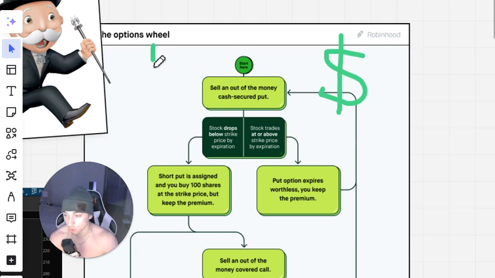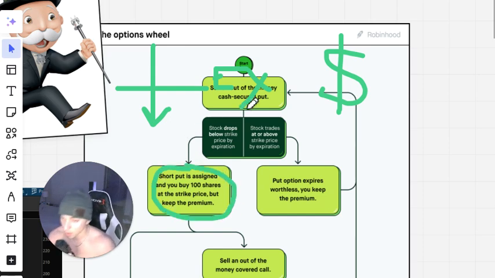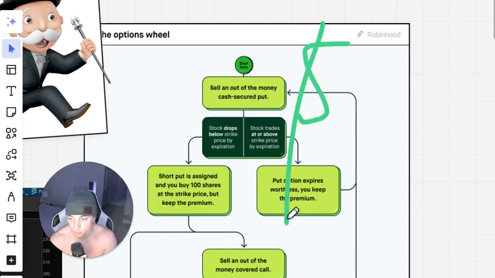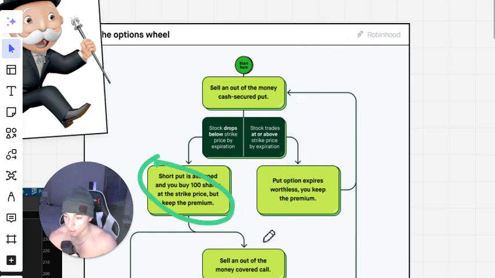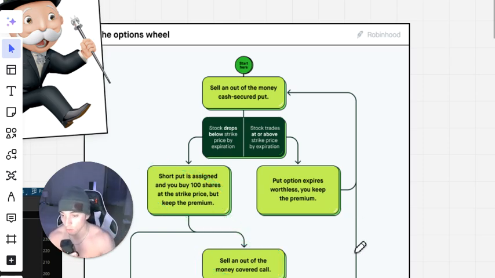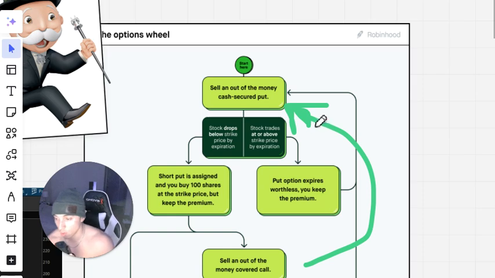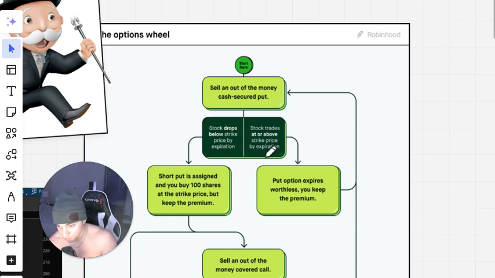If that stock drops below your strike price by expiration, you get assigned 100 shares of stock at that strike price, but you still keep the premium that you receive for selling that put. Now, if you own the stock, you can sell an out-of-the-money covered call to then lose that stock, and then the cycle repeats back up to here. So I have a bunch of videos on this. Or if you're new, I have a bunch of resources. You could just shoot me a message.